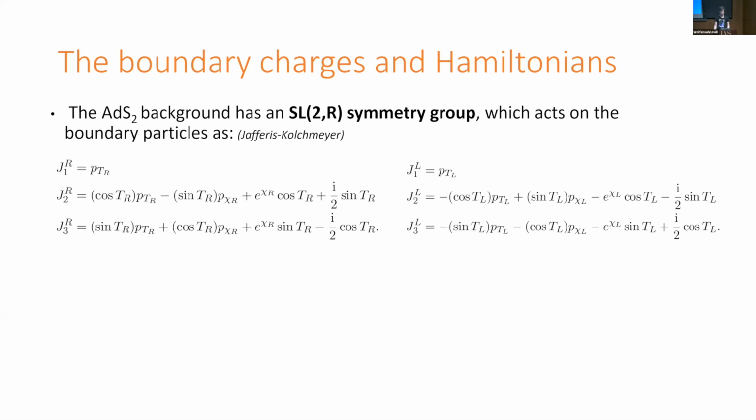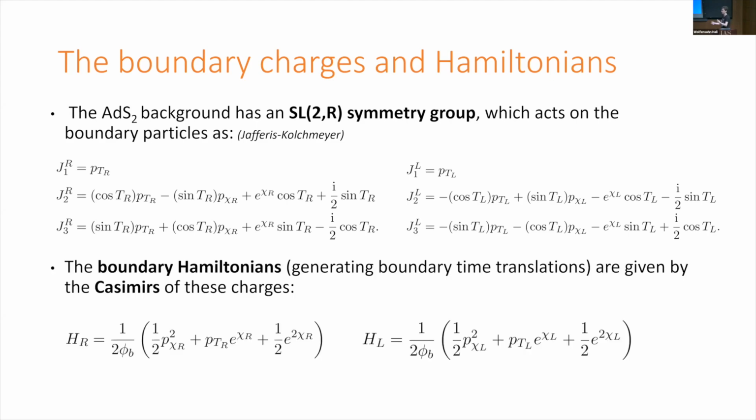Okay. So we also have boundary Hamiltonians that just generate time translations of these boundary times, little t_R and little t_L. And it turns out they commute with the charges, and in fact, they're just the Casimirs of these charges. So they're given by these formulas. So this is all in this nice paper by Harlow and Jafferis.